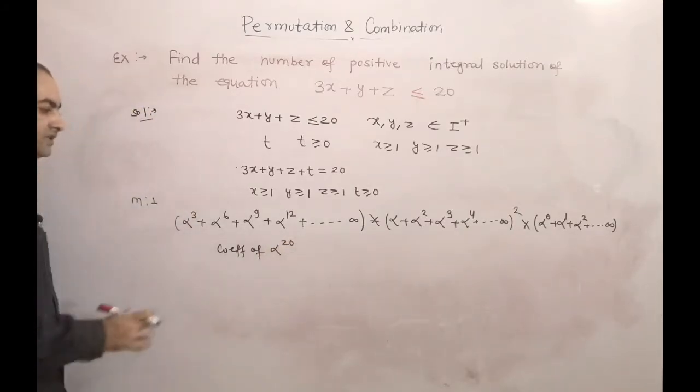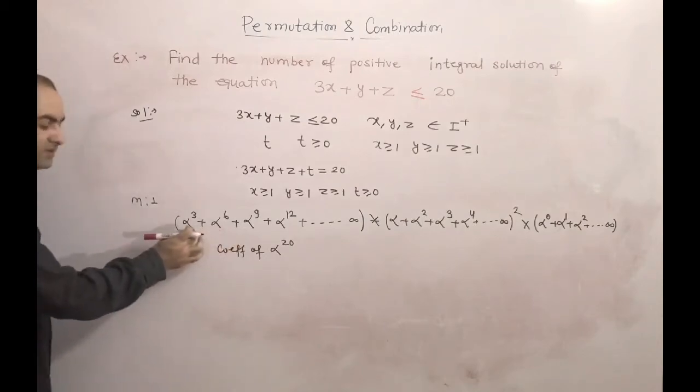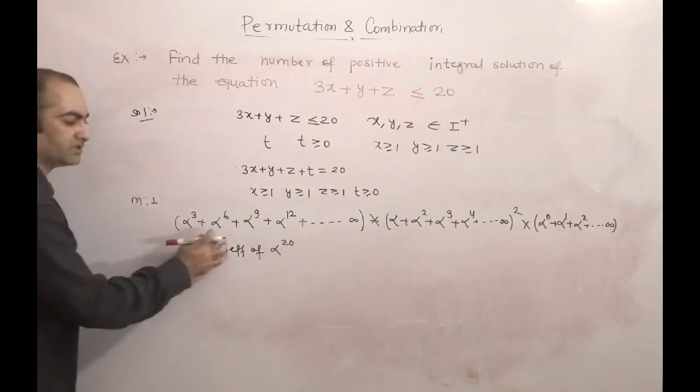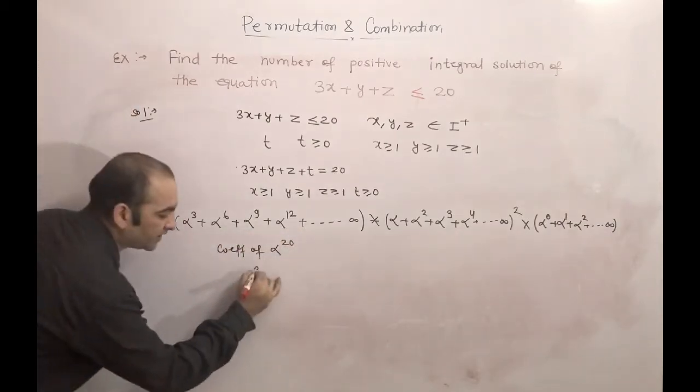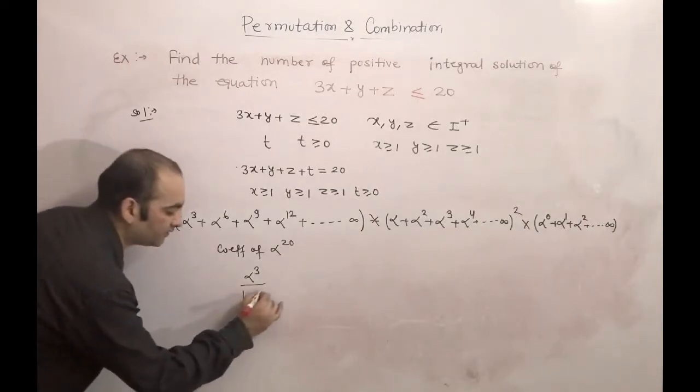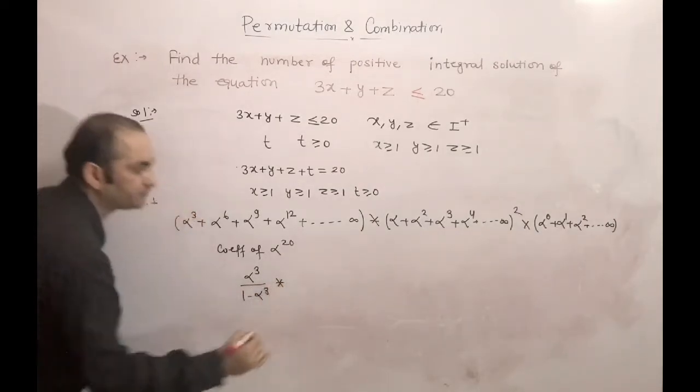So what we will do? This is a GP series. First term is what? Alpha cube, and common ratio is what? Alpha cube. So what we will do? This we have to simplify. So what will come? First term alpha cube divided by 1 minus r. R is what? Alpha cube.